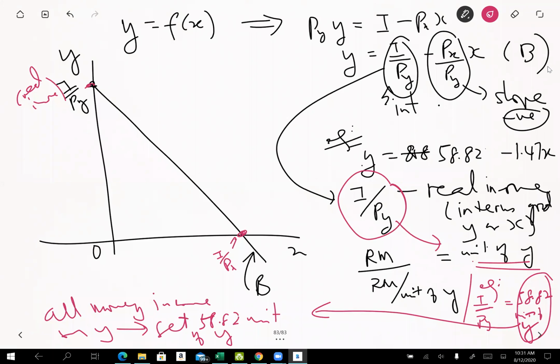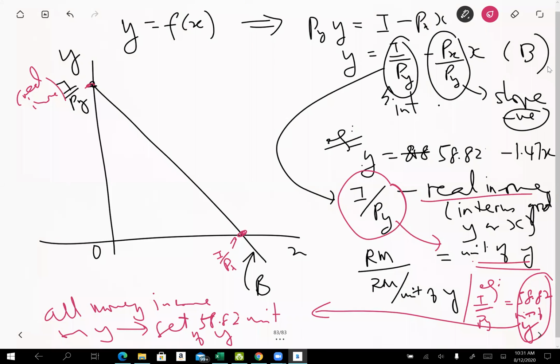Okay, so over Px, you divide 2,000 by the price, which is 50. All right, so you get what? 2,000 divided by 50, you get 40. Is that right? So that will be 40. So if I spend all my money on X, I will get 40 units of X. So that is real income.